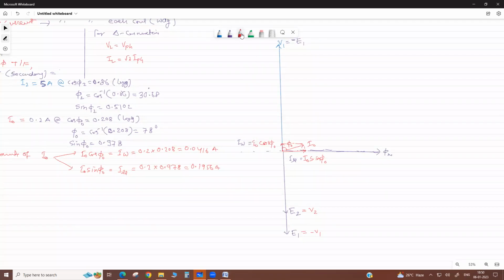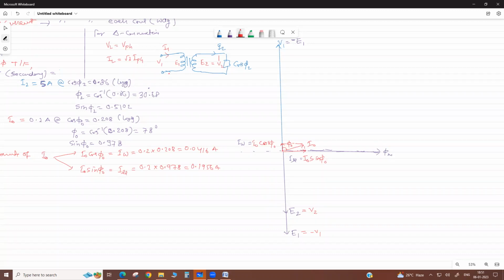Now the secondary load current. Suppose this is your transformer, this is your secondary, there is a load. This is the cos phi 2, this is I2. The transformer takes I1 at load. Here it is the secondary voltage V2, but here it is E2. Here we neglect the voltage drop, then these are equal. Here it is also V1 or E1, the induced voltage.